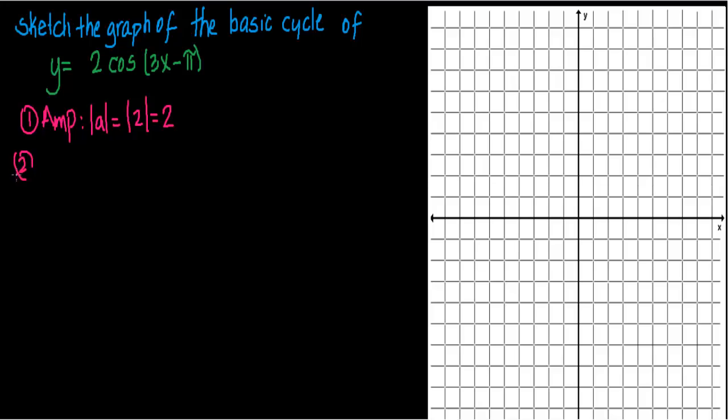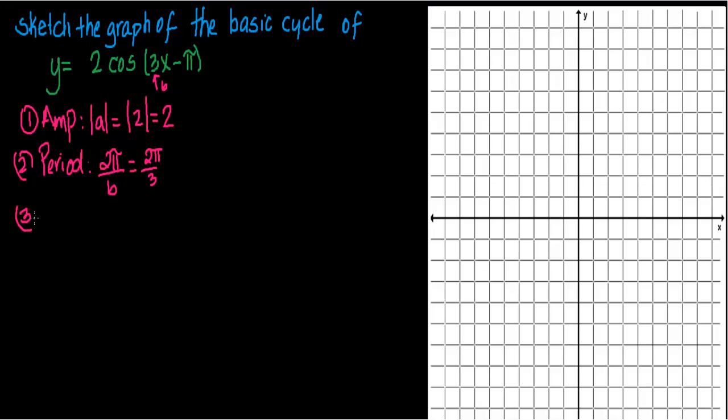Second step, find the period of this function. The period you find by taking 2 pi and dividing it over b. And in this case, b is equal to 3. So this is 2 pi thirds. This function has a period of 2 pi thirds. That means that one complete cycle takes 2 pi thirds. Okay? So that's how long that cycle is, 2 pi thirds.